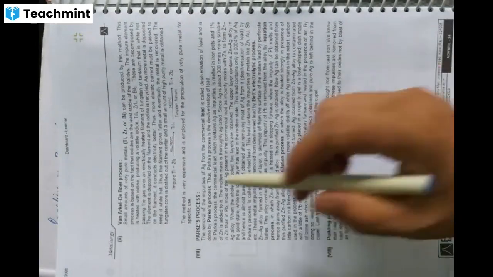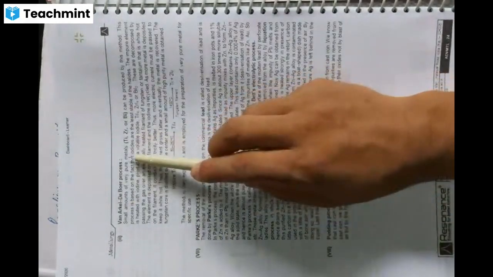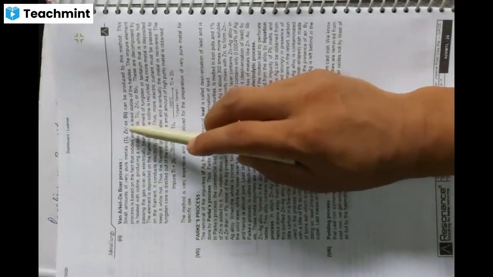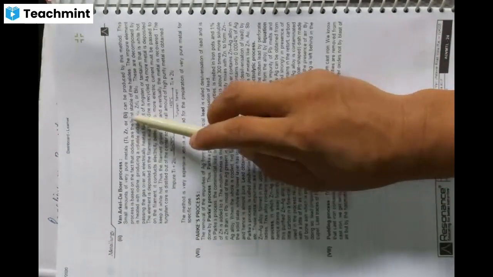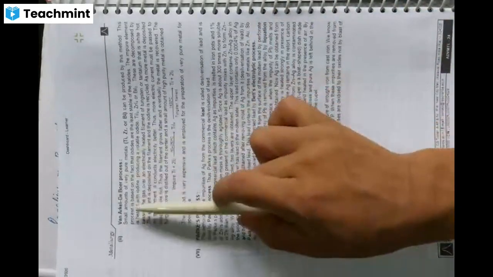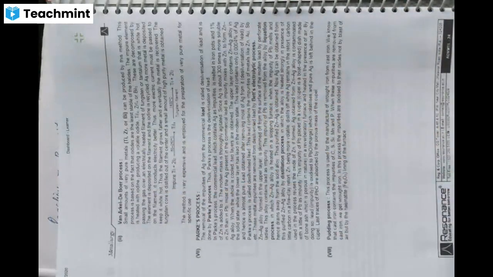See, another process, Van Arkel process, is for extracting very pure metals in small amounts like titanium, zirconium, or bismuth. So these are what we call the rare earth metals. For purifying, we employ the Van Arkel de Boer process.